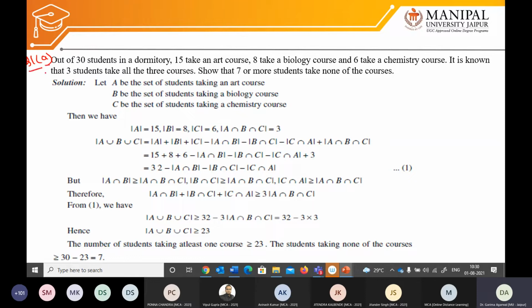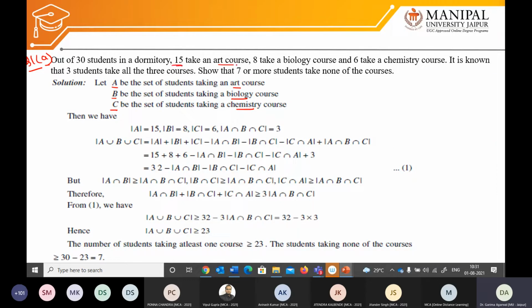So the first question is, out of 30 students, 15 take an art course, 8 take a biology course, 6 take chemistry. It is known that 3 students take all 3 courses. Show that 7 or more students take none of the courses, right? So we represent A, the set of students taking the art course, B, the set of students taking the biology course, and C, the set of students taking the chemistry course, right?